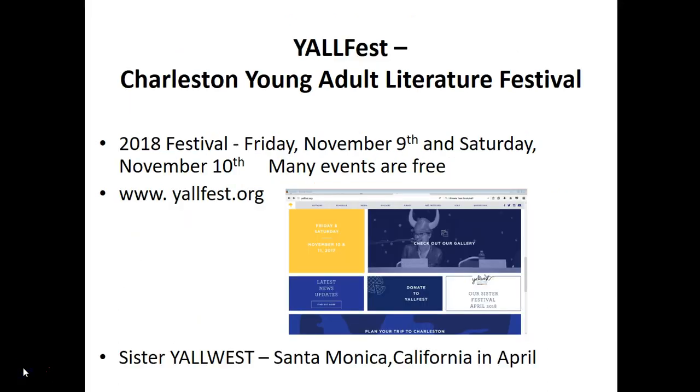And as we try to promote good books, getting kids exposed to good books is a good idea. So YALFest in Charleston. It's the Charleston Young Adult Literature Festival. The 2018 festival is Friday, November 9th and Saturday, November 10th. Many of the events are free. There is a YALFest webpage, so you can go to that at yalfest.org.